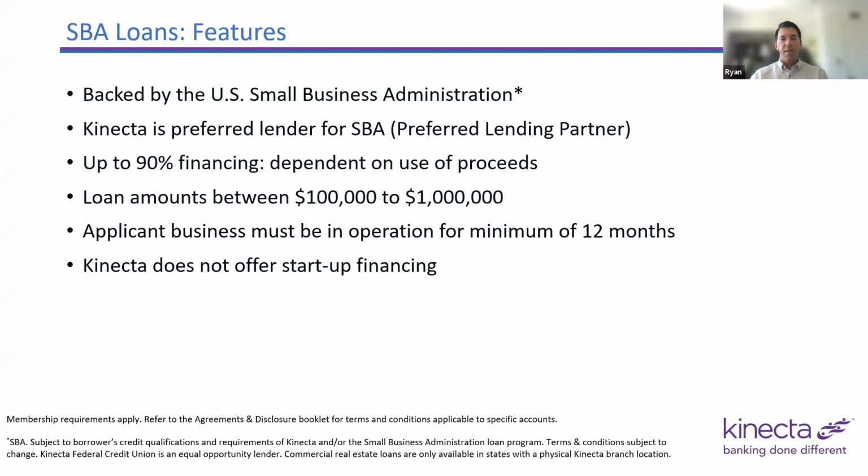We can do up to 90% financing, as I mentioned, depending on the use of proceeds, like a business acquisition, purchase of real estate, even the purchase of equipment. The loan amounts. So with the SBA, you can get a loan for as small as $10,000 all the way up to the SBA max of $5 million. But the SBA allows lenders to set those limits as long as you're within the SBA program. So what Kinecta has done is we're willing to provide SBA loans from $100,000 up to $1 million, even though the statutory maximums are larger.